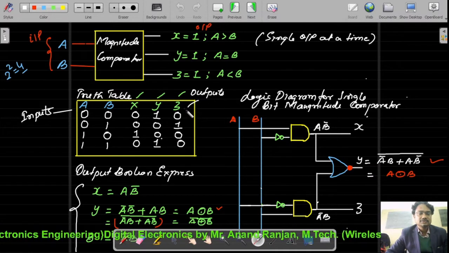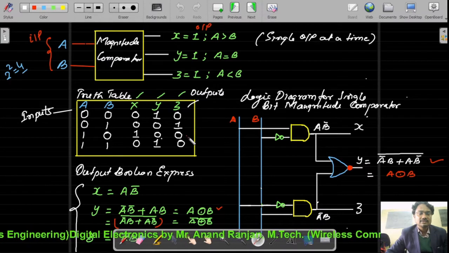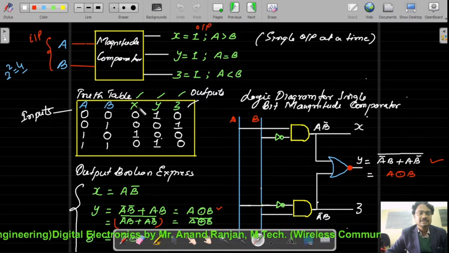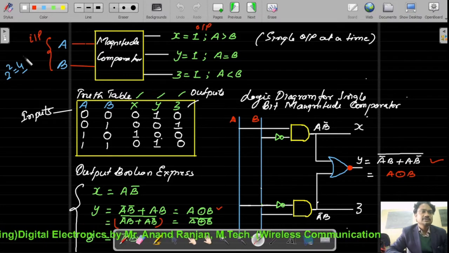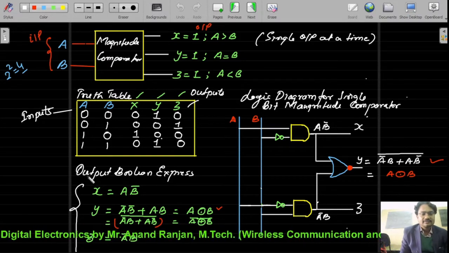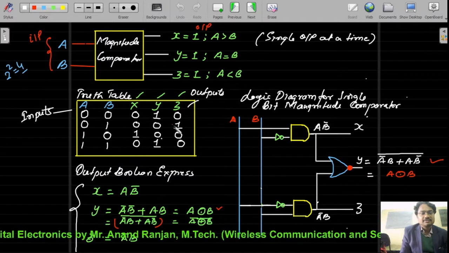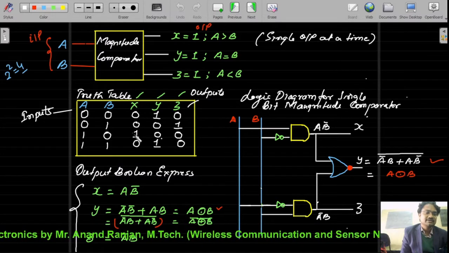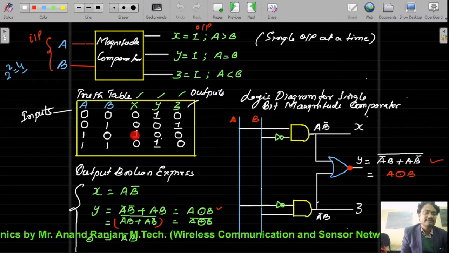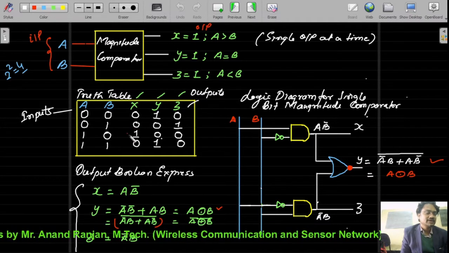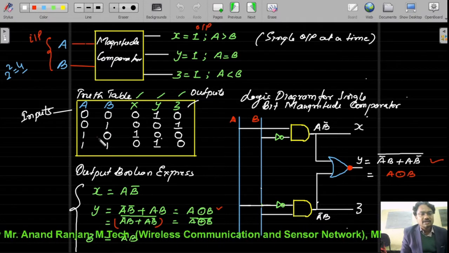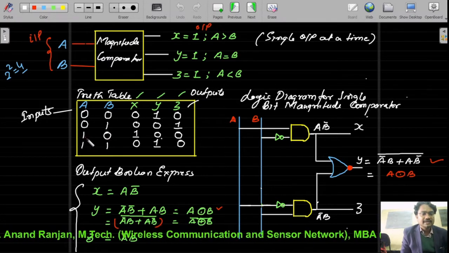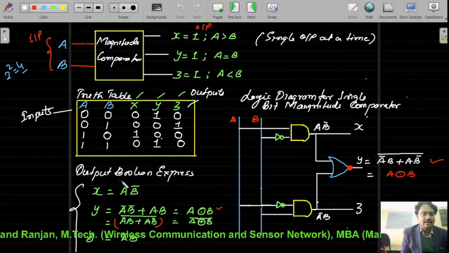With this truth table we can now write the output expressions for X, Y and Z. Here we write the output expression based on the min-term approach. For example, if we take the X column, then in the X column we have only a single one, and this single one corresponds to A B bar.